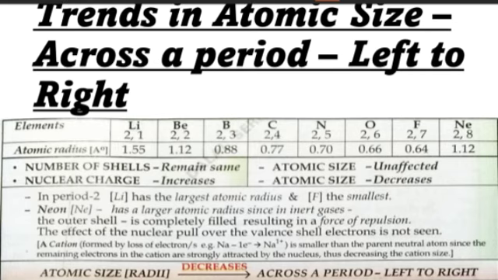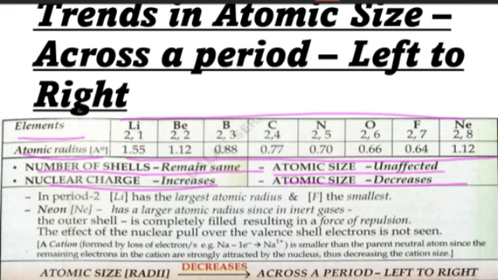Trends in atomic size across a period, left to right. These are the elements. Okay, atomic radius, this you don't have to learn. The number of shells remains the same, so atomic size is unaffected by shells; nuclear charge increases, atomic size decreases. In period 2, Li has the largest atomic radius and F the smallest.